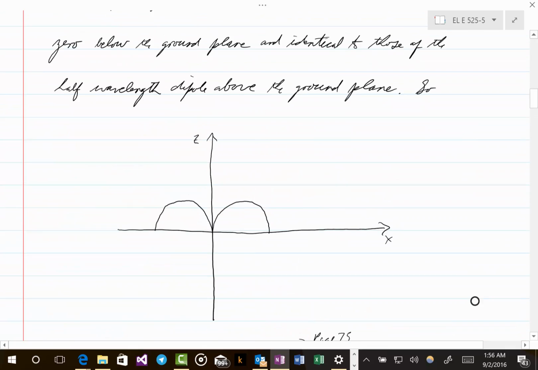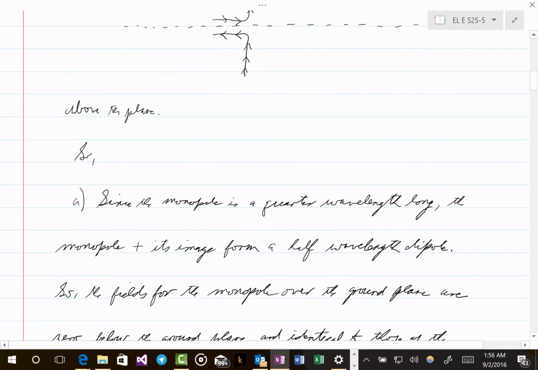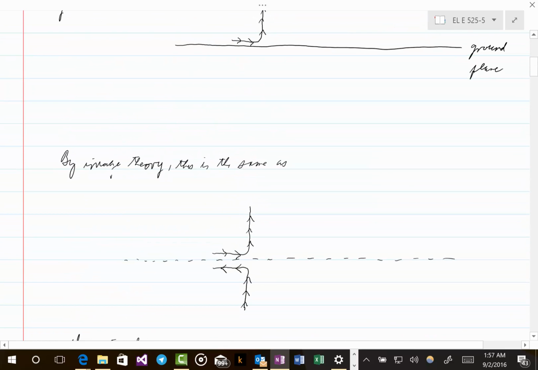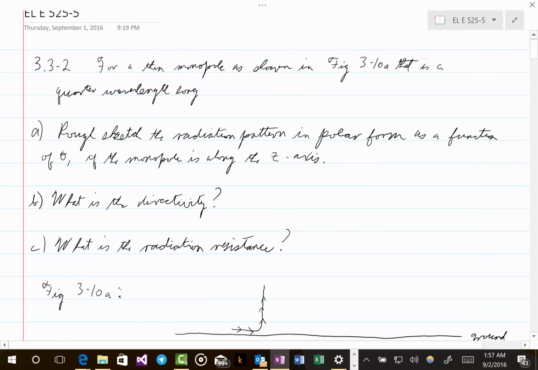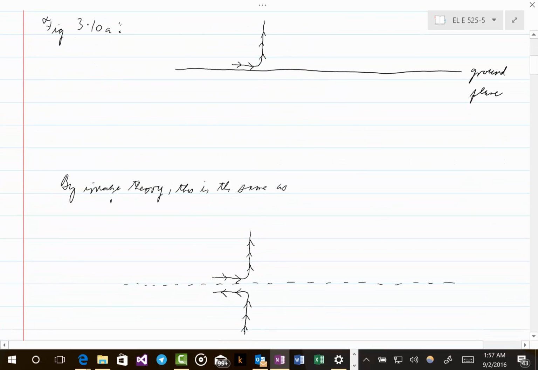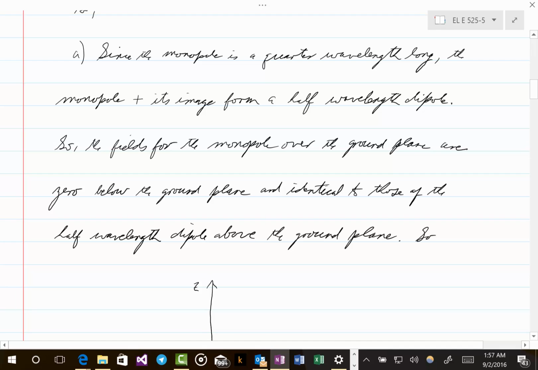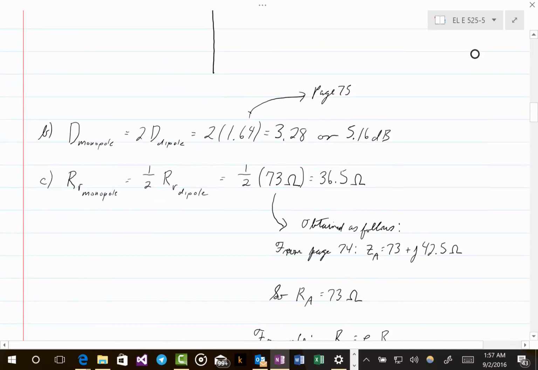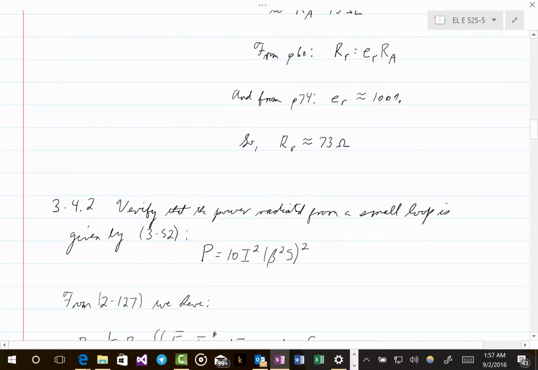And that concludes this problem, which just gives us a little bit of exposure to the grounded monopole antenna, or excuse me, the monopole above ground plane, and also gives us a little bit of review of image theory.